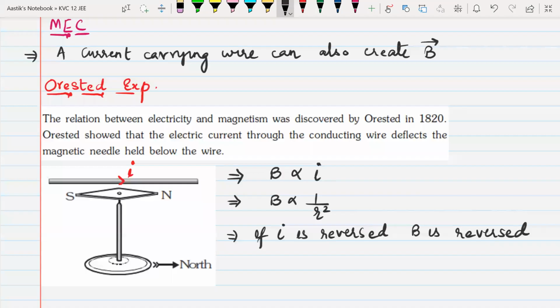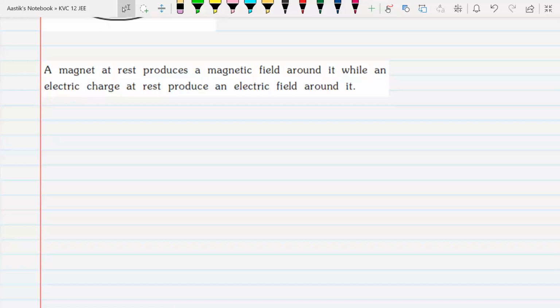Okay, then we can move ahead and you can write some points, some facts. Just a revision of all that we have done. The first thing that you must understand is this. First, listen to me, then I'll give you time to write. A magnet at rest will produce a magnetic field. Electric charge at rest produces an electric field. We understand this? Yes or no?